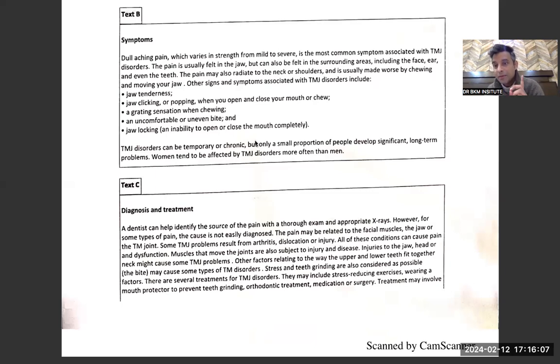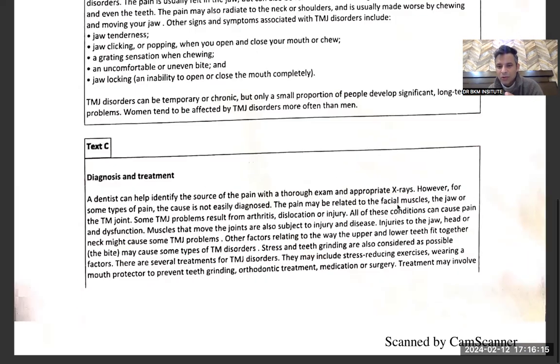So it is given in B by chance. It was hard to find, but by chance I could notice this line. Then talking about diagnosis and treatment, then they are talking about x-rays, various diagnoses. Joe had this stress grinding teeth. So they are again talking about symptoms. Stress and teeth grinding are, no, they're talking about the causative factors.